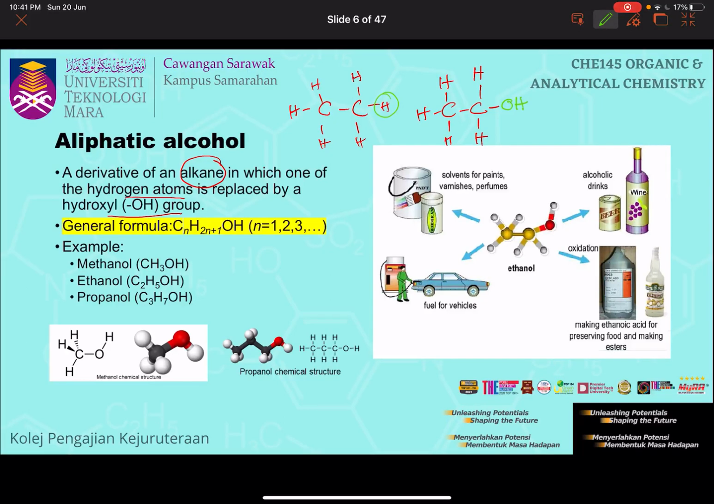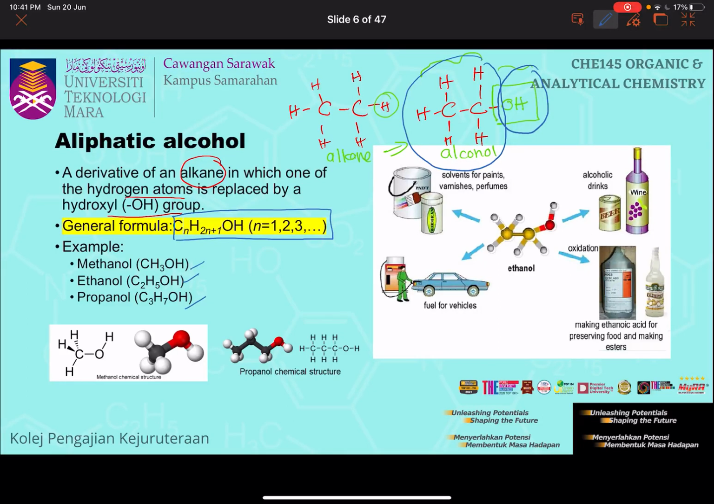So when we replace it with an OH, initially this was an alkane, now we are going into alcohol. We call it alcohol because of the presence of a hydroxyl group attached to the hydrocarbon chain. So this part will be the hydrocarbon chain, and this will be the alcohol group. Right, so the general formula is this. Examples of alcohol are methanol, ethanol, and propanol.